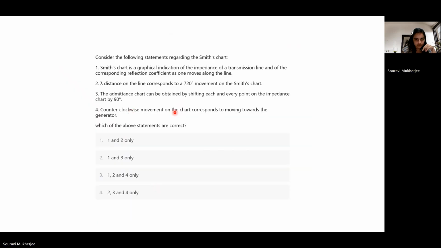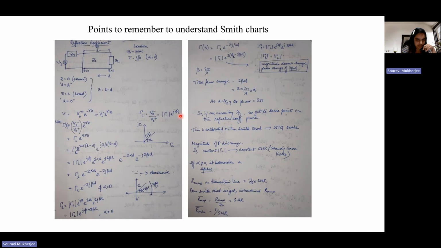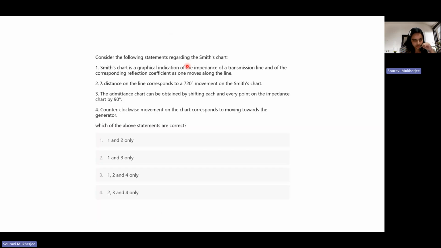So moving towards the generator will give you a minus 2j beta d phase, and that corresponds to clockwise movement on the chart, not counterclockwise, right? If it were counterclockwise, new phases would be added to it, right? If it was positive, then that would be the case. But you have a minus 2j beta d, so the effective phase term in your reflection coefficient is decreasing. So you are moving clockwise as you move towards the generator. So for this question, only the first two are the correct statements. So this is your answer.